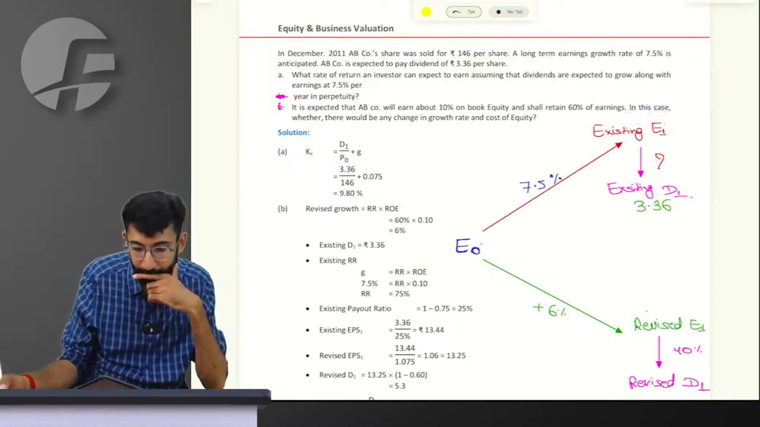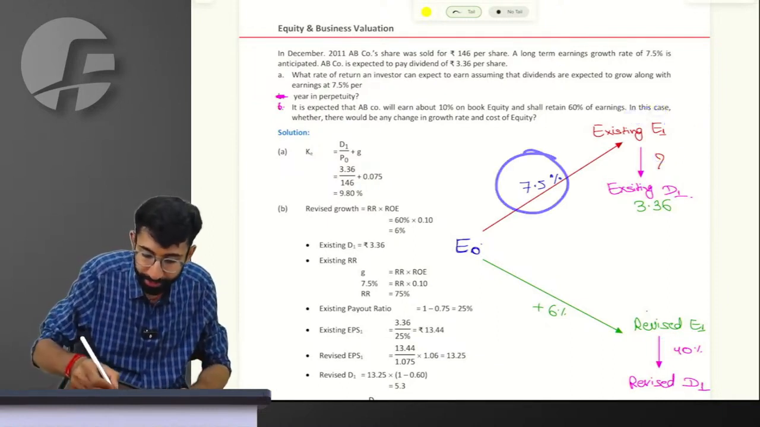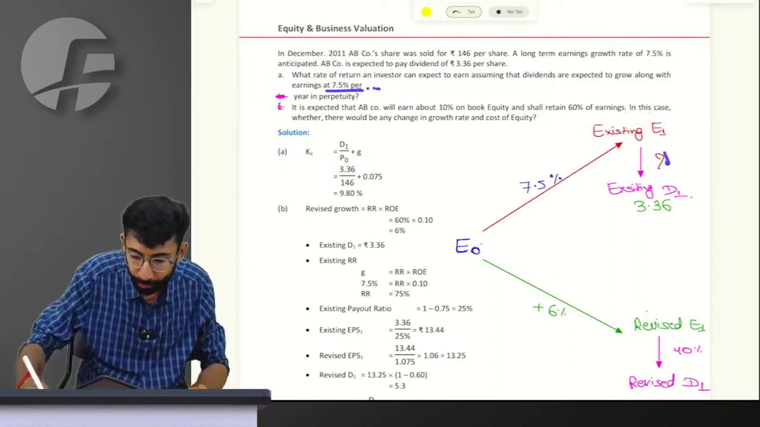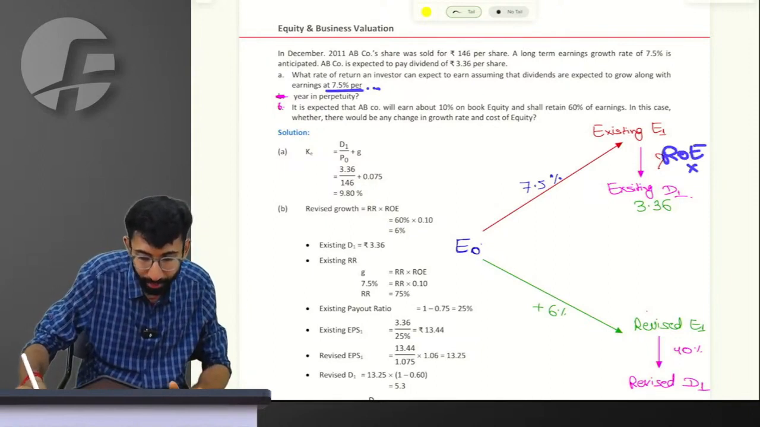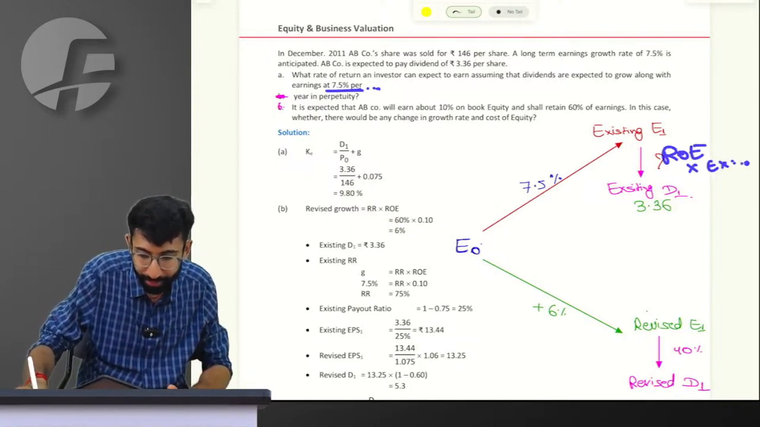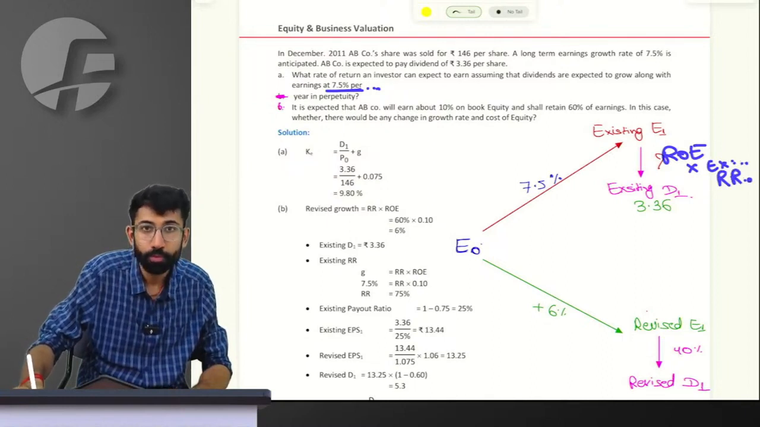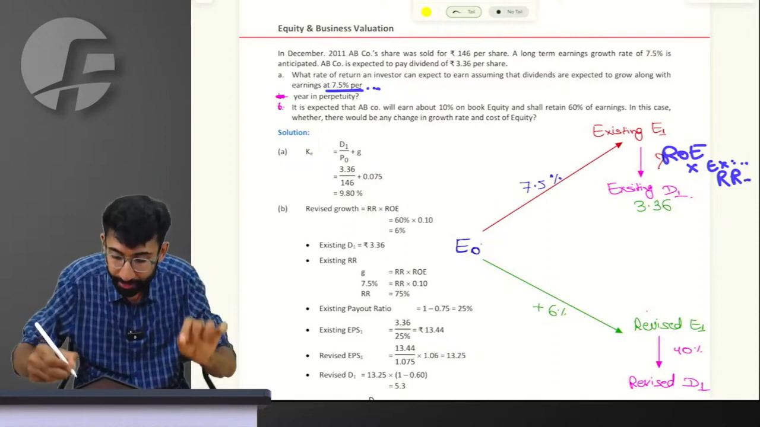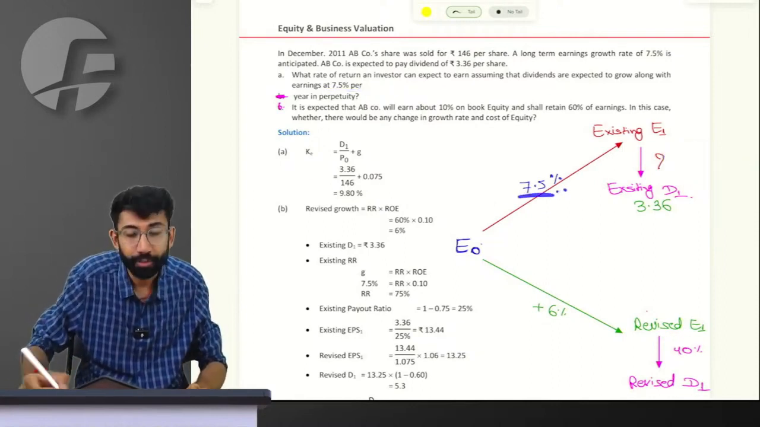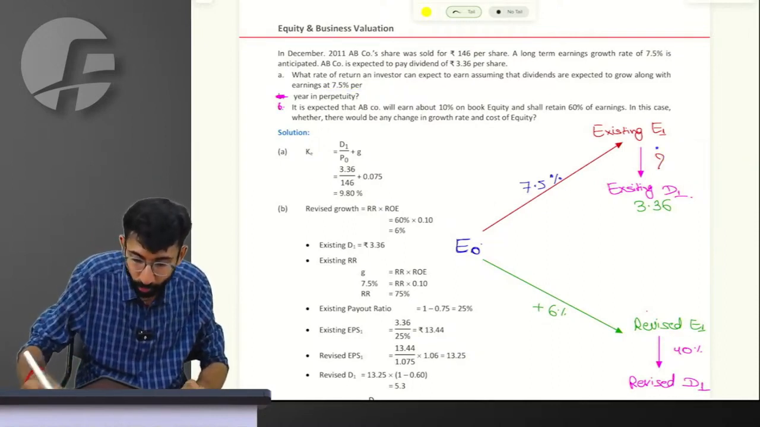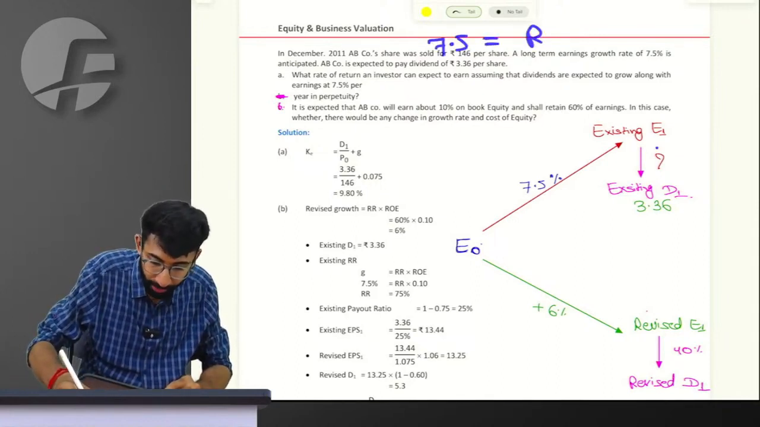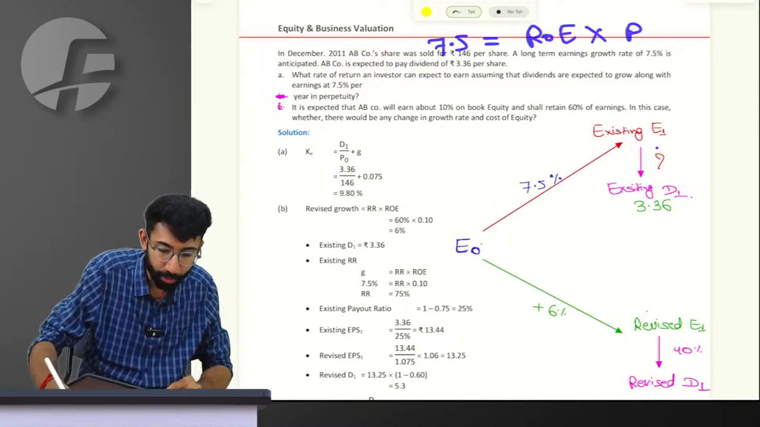Sir, my existing growth rate is 7.5%. Do you agree existing growth rate of 7.5% will be ROE multiplied by existing retention ratio? So listen to this carefully. Sir, my existing growth rate is 7.5. So if I know that growth rate of 7.5 is actually equal to ROE into retention ratio.